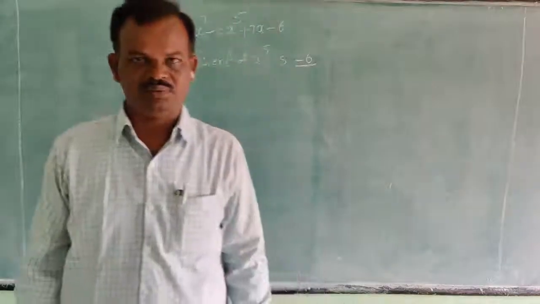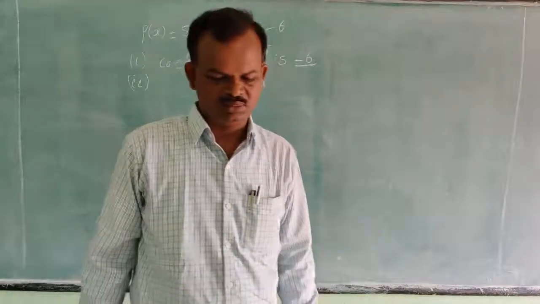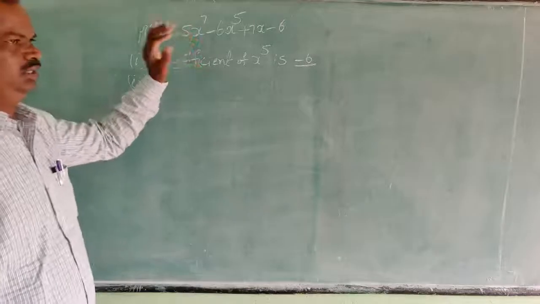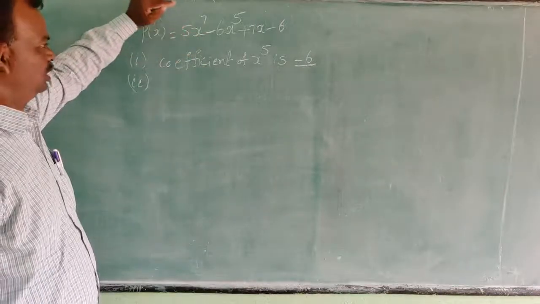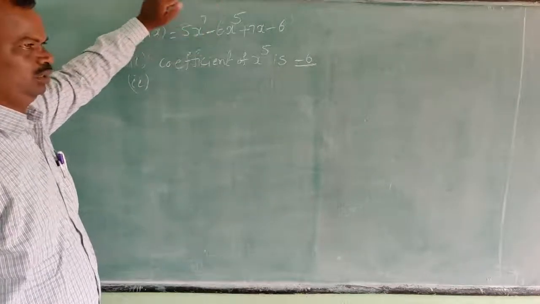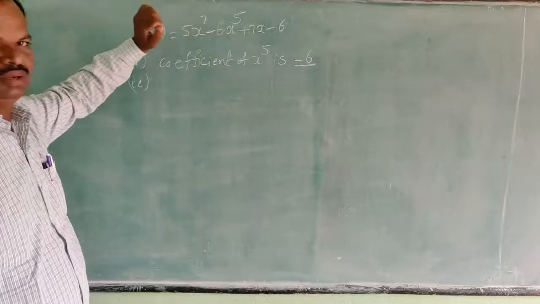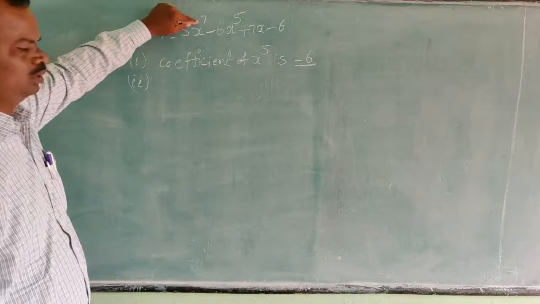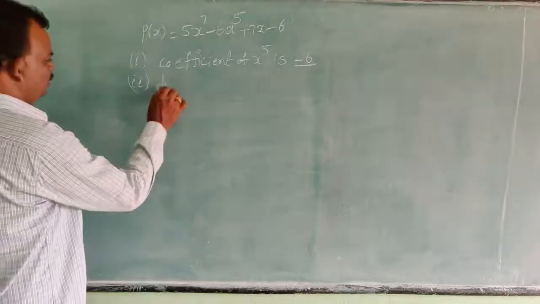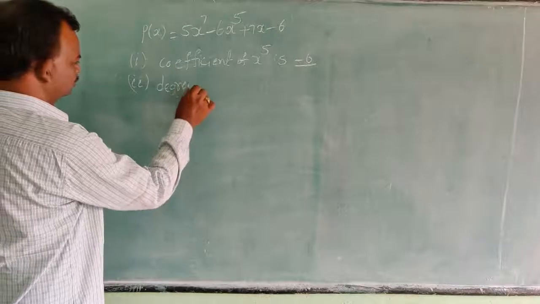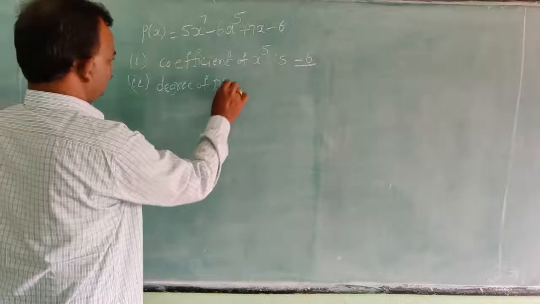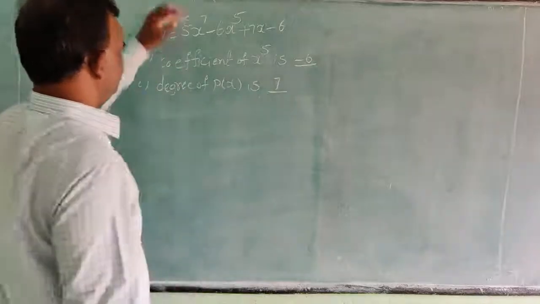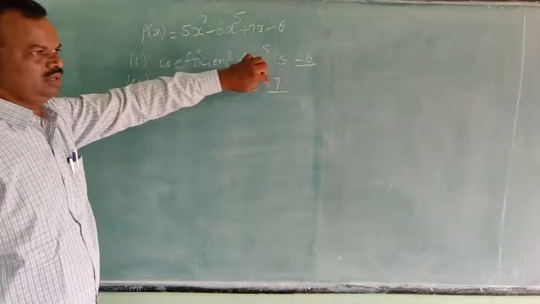The second one is the degree of p(x). Degree means the highest power of the variable. Here the highest power is 7. So the degree of the polynomial p(x) is 7.